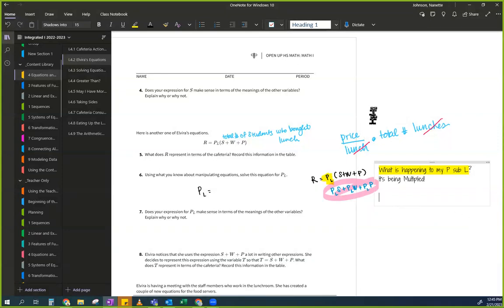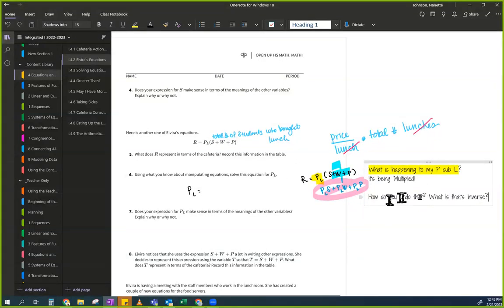Someone said their favorite number is 7. So I want you to see this as a big 7. Just pretend that looks like a big 7. So this says P sub L times 7. Got it? So my next question is going to be, since that's what's happening to it, how do you undo that? Or in math terms, what is its inverse?